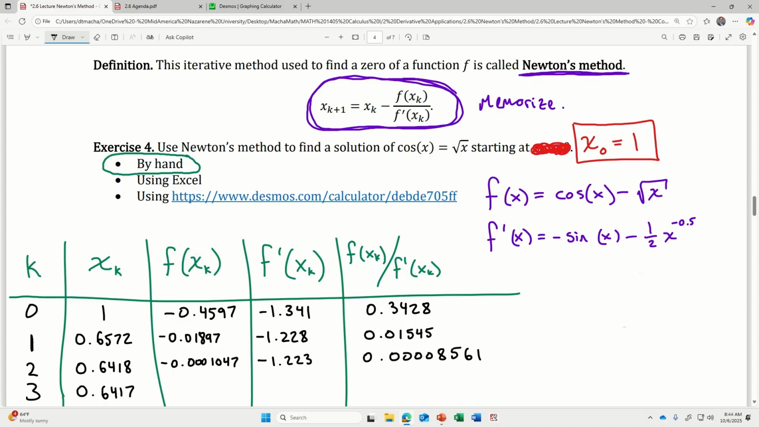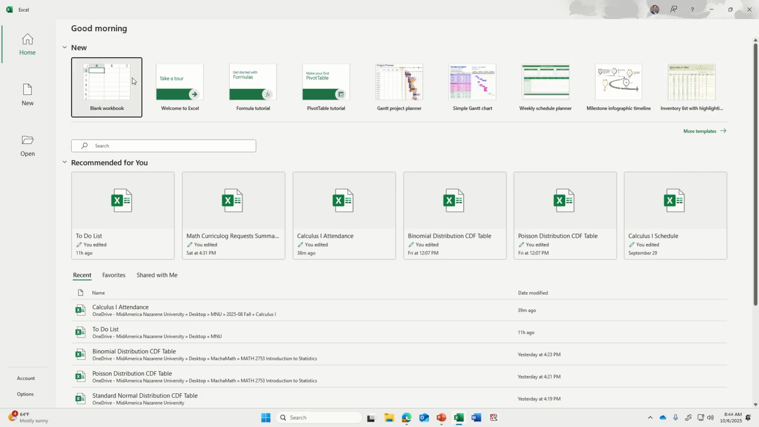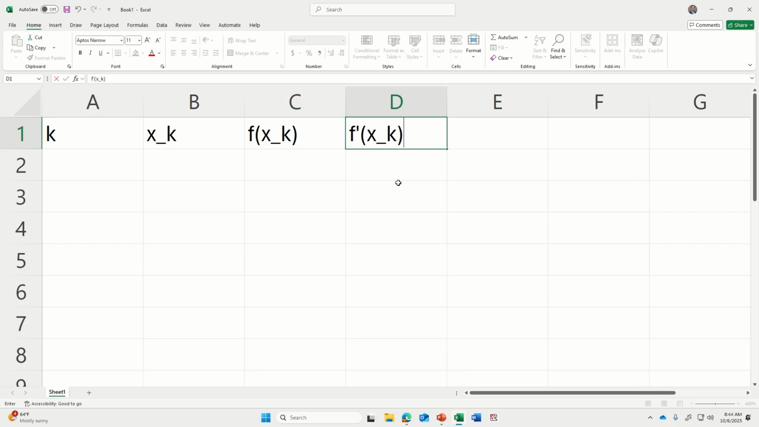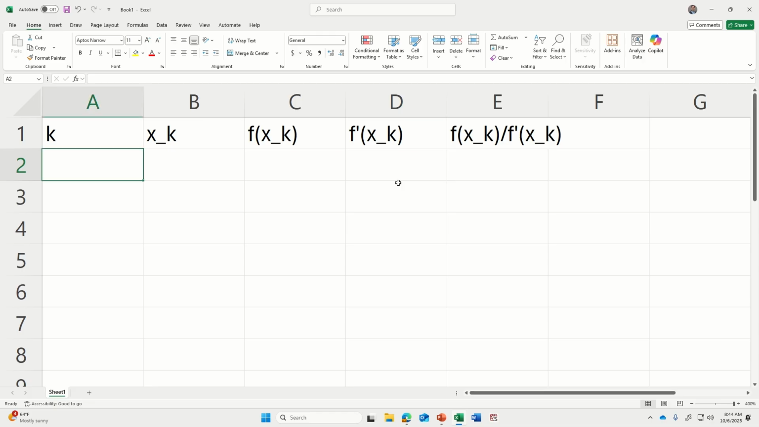So eventually, if you kept taking it, you would just keep getting 0.6417 as the answer? Like, if you did more rows, it would just... In fact, we can do that really quick. Excel makes this super, super duper easy and fast. If I want to open up Microsoft Excel, and we're going to make the same columns. And then that ratio of f of x of k divided by f prime of x of k. Let's see what we get, because k is equal to 1, 2, 3, 4, 5, 6.